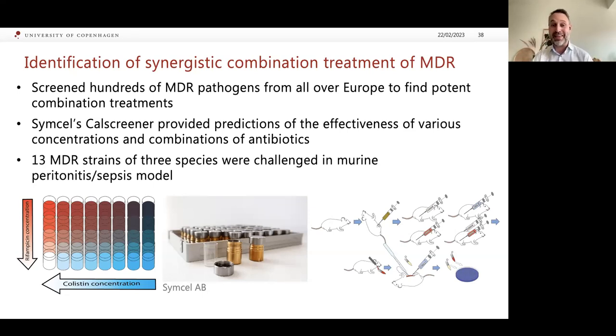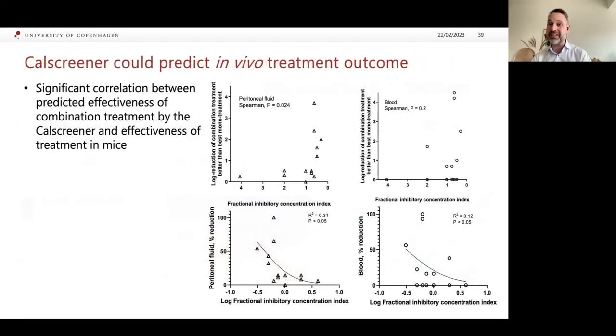We actually found out that the calScreener's predictions could very precisely predict if a combination treatment would be effective in this mouse model. So in the very long run, maybe we could use this as a way to say, okay, we got this strain in from the lab. It's super multi-resistant. What if we test all these different combinations, and then we can try to give patients a new combination that has a synergistic effect, so you can actually get a treatment that works.